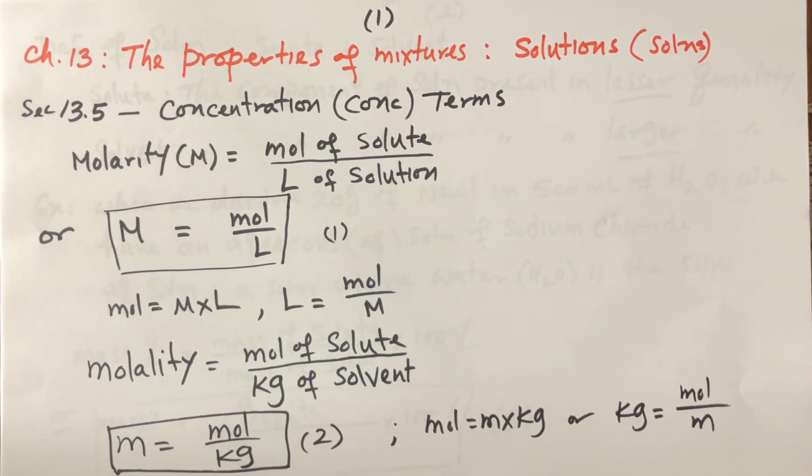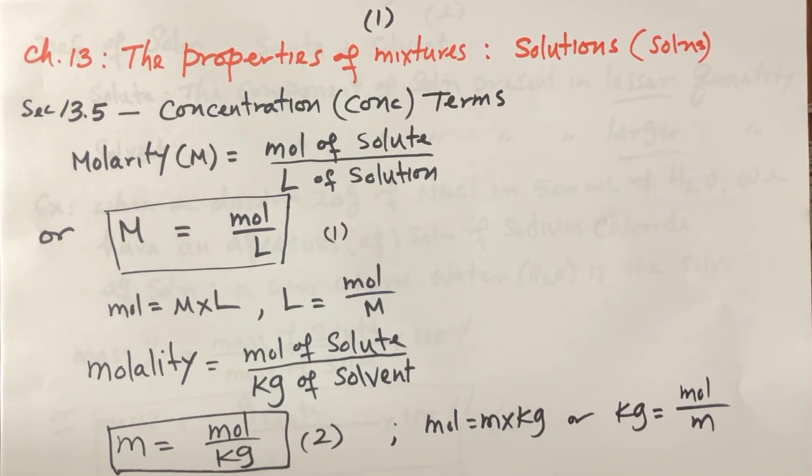Now, I am going to basically start with section 13.5, which is the concentration terms, and I will talk about five main concentration terms, also known as concentration units. If you come across anywhere that they discuss concentration units, they are the same thing: concentration terms and units. These five concentration terms refer to quantitatively how much solute is dissolved in a given solution. We will come back to the definition of solution, solute, and solvent later.